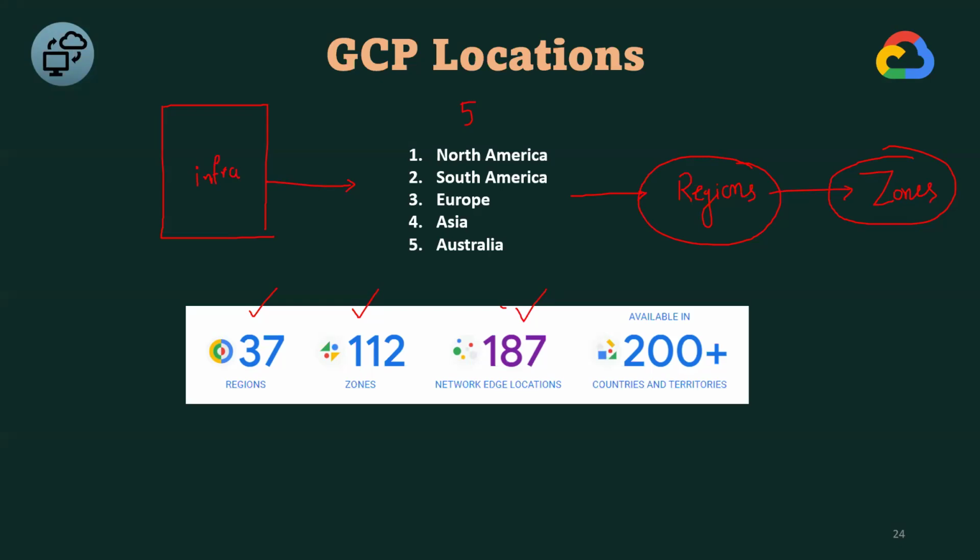Yes, we can always go to the public documentation and we can find it. So what resources are available in which zone and which region, that is possible. We can go to each zone and look for the resources zone wise. That kind of public documentation is there. We can go for that. Yes, that's possible.